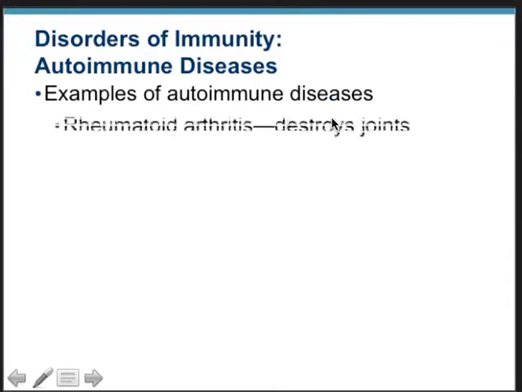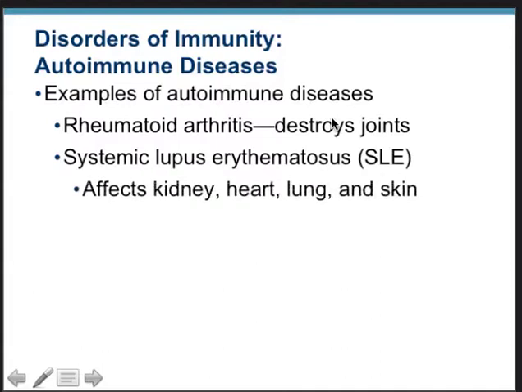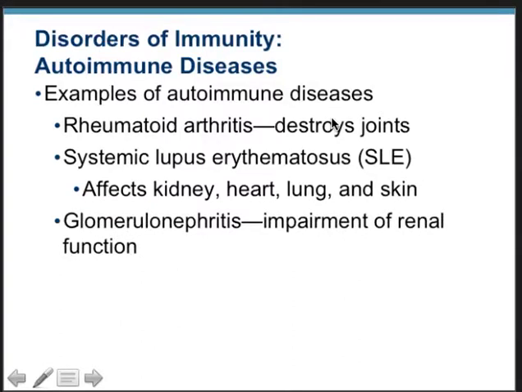Other examples of autoimmune diseases include rheumatoid arthritis, which destroys joint tissue, and systemic lupus, which affects the kidneys, the heart, the lungs, and the skin by producing now these antigen antibody complexes that lodge inside blood vessels and impede circulation. And so you see a lot of very unusual symptoms with this disease. The disease gets its name, lupus, from a rash, a butterfly-shaped rash that spreads across the face, under the eyes, and above the mouth, that makes you look a little bit like a wolf. Okay, so lupus means wolf-like.